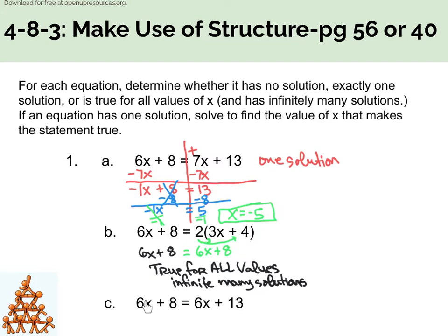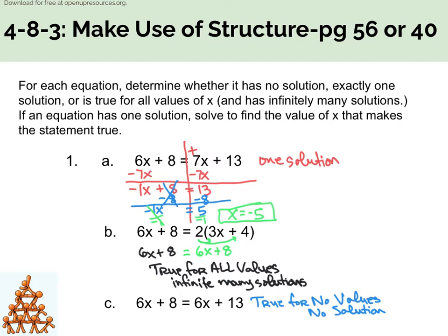Last one, we have 6x. We have 6x, awesome. Then notice how we have 8 on one side and 13 on the other. So because we have the same variable on both sides, but the numbers are different, this one is going to be true for no values. It's also known as no solution. There is no number that I can put in for the x's to make both sides equal. So this is not going to work.